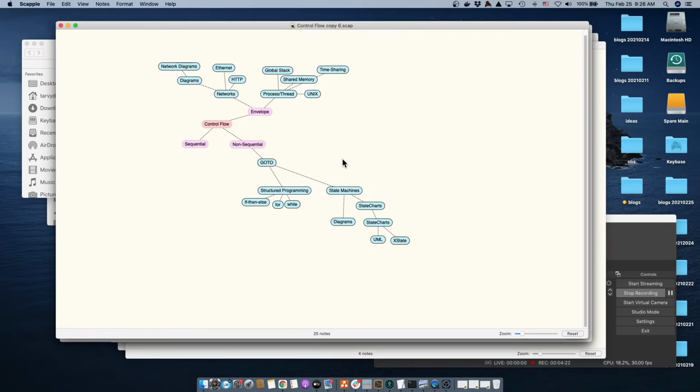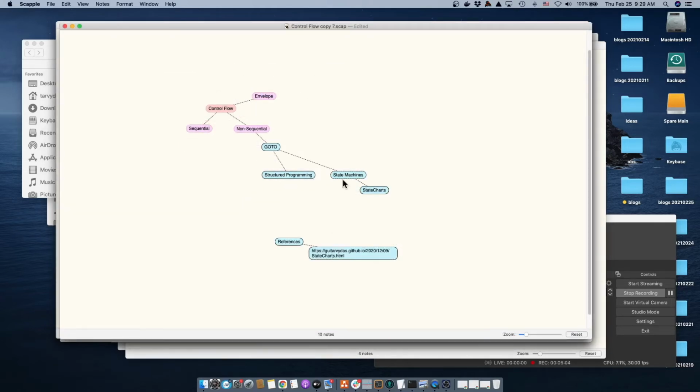There are different ways to constrain go-tos than just using structured programming. One is state machines. Another one we'll see later is just using an envelope. State machines are interesting. In 1986, Harel wrote a paper about state charts. I discuss state charts in my blog at this address here.